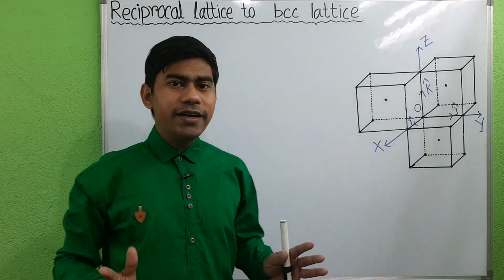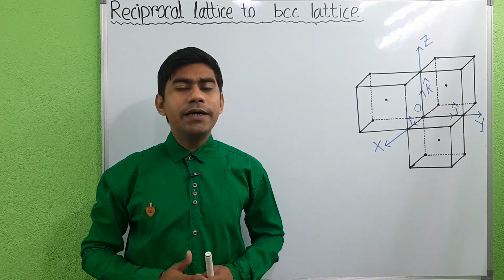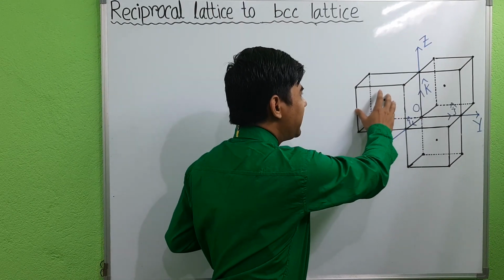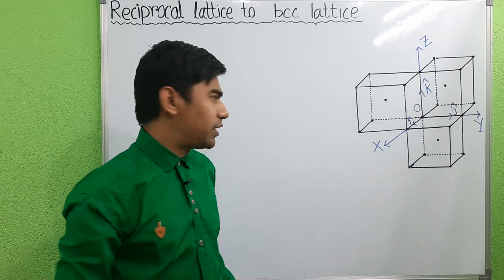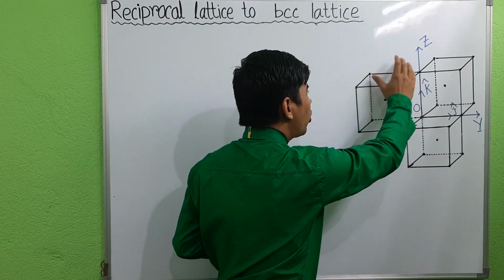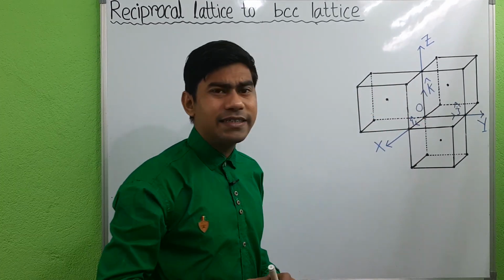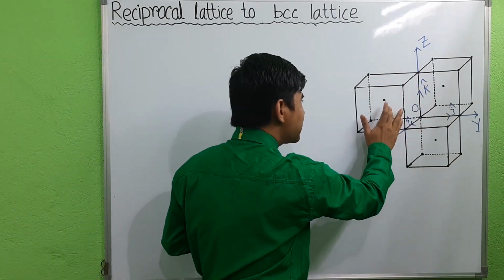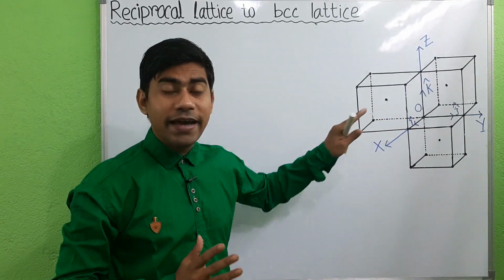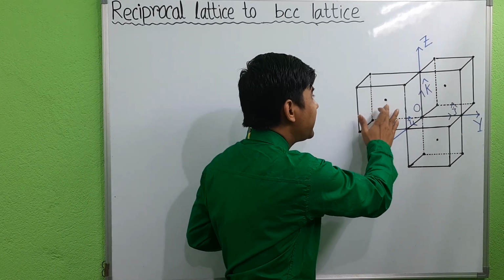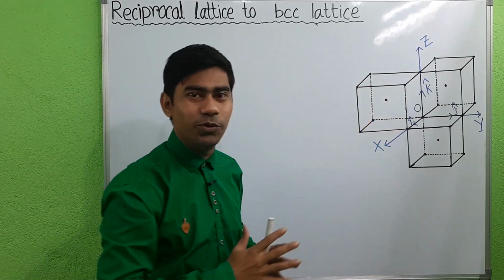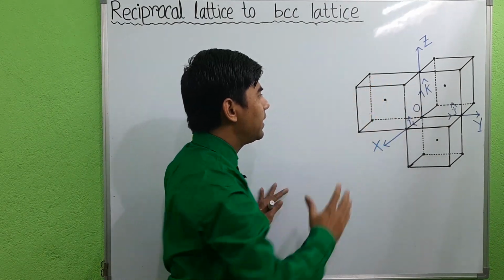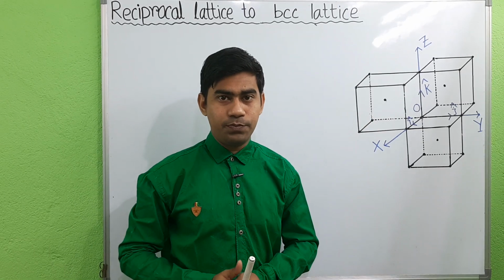Now we consider three body centered cubic primitive unit cells. Suppose this is a body centered cubic primitive unit cell. At every corner of this unit cell there is an atom or lattice point, and one lattice point is at the center of this cube. So this is a BCC unit cell which is in the form of a cube.